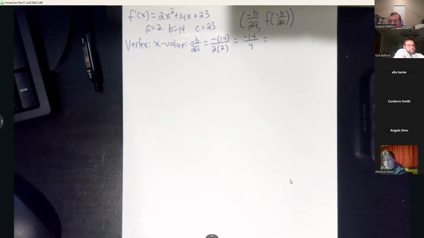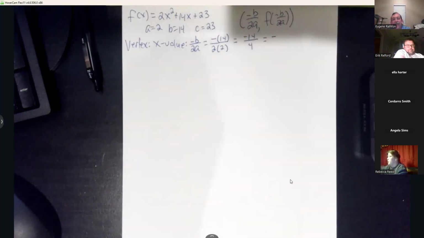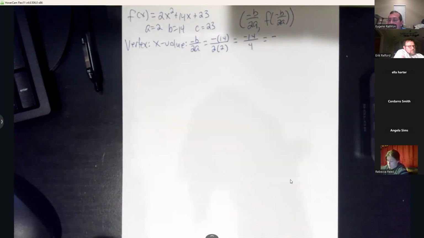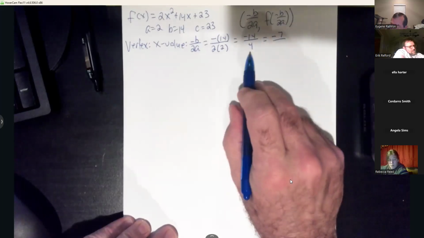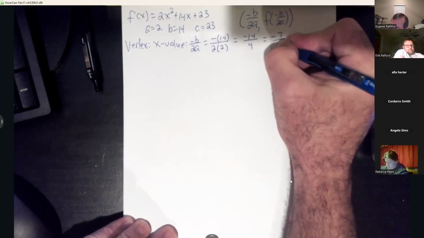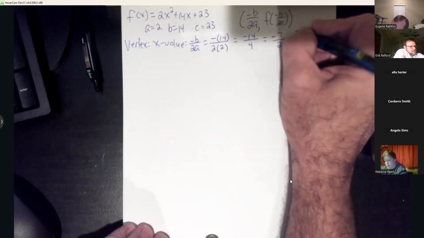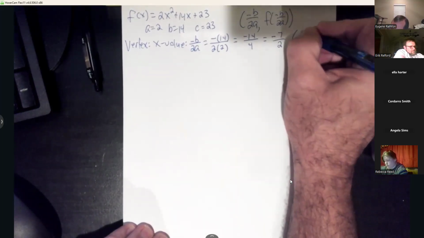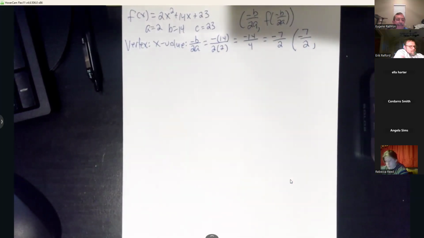So, y'all, I cannot divide 14 by 4, so I'm going to reduce this fraction. And it looks like both of these have 2's in them. So 14 divided by 2 gives me a negative 7 on top. 4 divided by 2 gives me a 2 on the bottom. All right, so my vertex will have an x value of negative 7 halves.